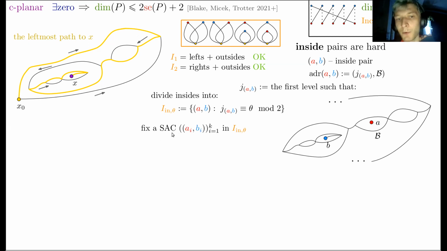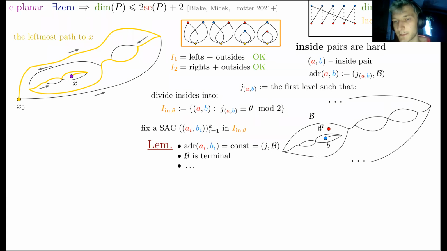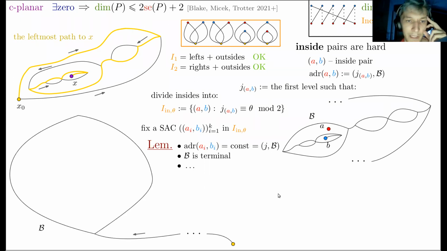We want to know what alternating cycles in this set look like. So we fix some strict alternating cycle, and now there is some work needed to show that the address of each pair in the strict alternating cycle is constant, so it's equal to some fixed J B. This block B is terminal, meaning that this A is in the last block, so it's not in any previous one, but in the last block, and it has direct access to B in some sense. And there are some more properties, which I will try to illustrate on the picture.